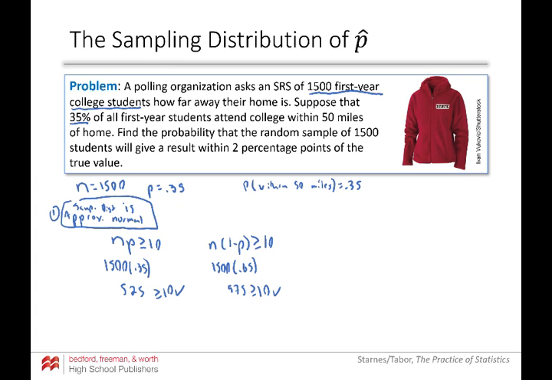All right, next. So what we have to do now, secondly, is find the mean of the sampling distribution and the standard deviation of the sampling distribution. Recall, the mean of the sampling distribution is easy. That's just going to be whatever P is, which in this case is 0.35. That's not hard. For the standard deviation of the sampling distribution, first of all, we have to confirm, does it pass the 10% condition? That means that N has to be less than 0.10 of the population. N is 1,500. Is that less than 0.10 times all first-year students?